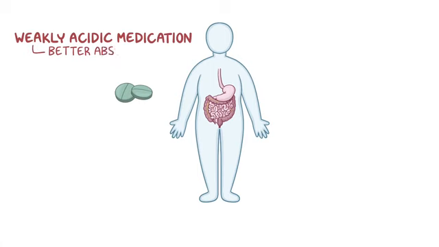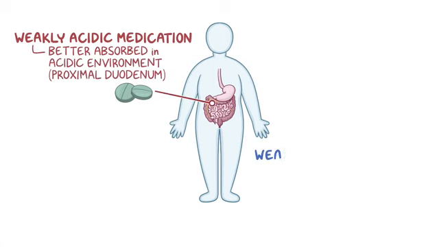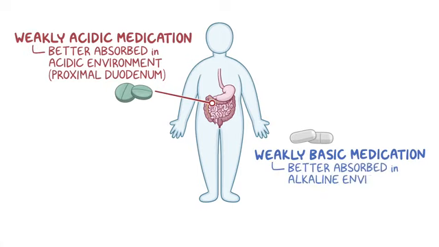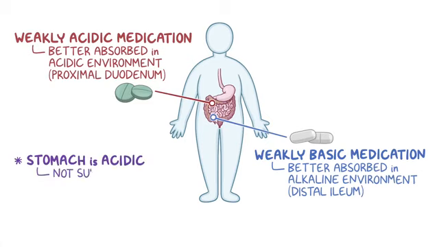So in other words, weakly acidic medications will be better absorbed in an acidic environment, like the proximal duodenum, in contrast to weakly basic medications, which are more likely to get absorbed in an alkaline environment, like the distal ileum of the small intestine. Note that even though the stomach is acidic, it's not suitable for the absorption of even weak acids, mainly because of its thick mucus layer.